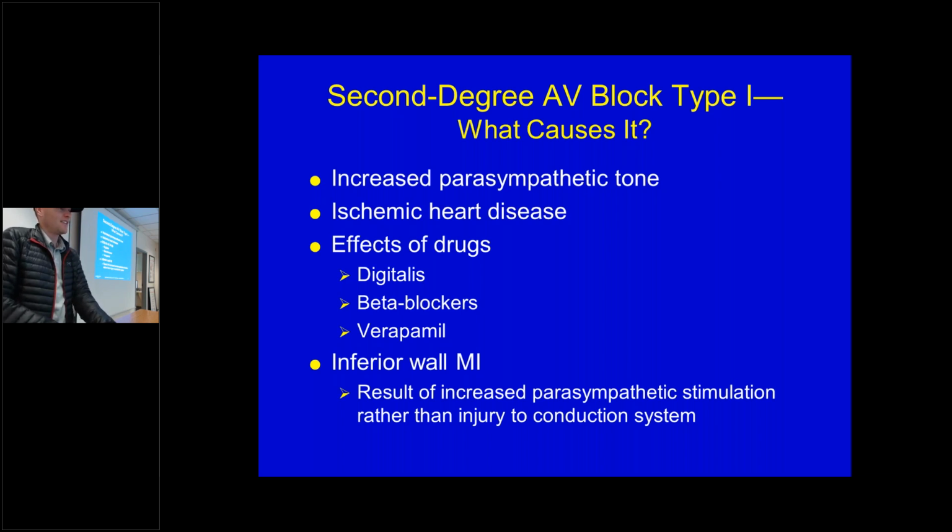All right. So what causes it? Again, increased parasympathetic tone, increased vagus nerve stimulation, which usually happens because the opposite is blocked, right? Ischemic heart disease, effects of drugs. There's digoxin again. Beta blockers, verapamil. And then your inferior wall MIs, like I was talking about.